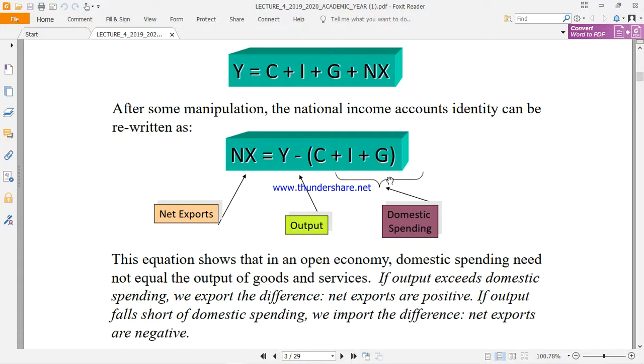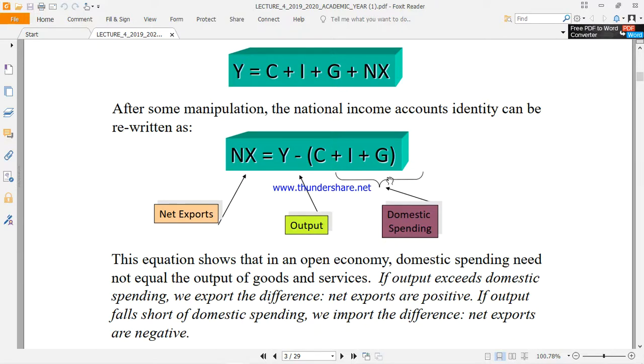We are not producing enough. Instead, we're actually buying more than we're producing. And if that is the case, we're going to have negative net exports. And the moment we've got a negative trade balance, we understand that our economy is not doing well. So that is how we are supposed to understand and interpret net exports.